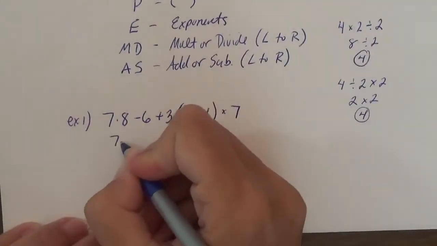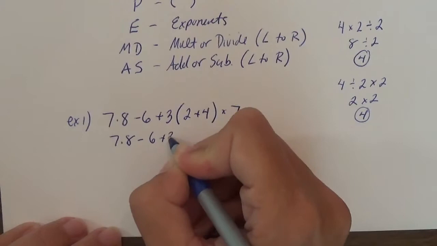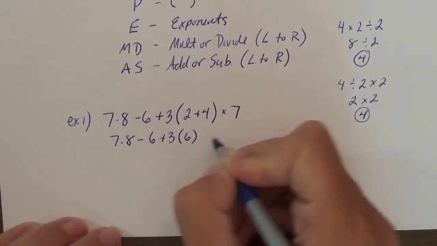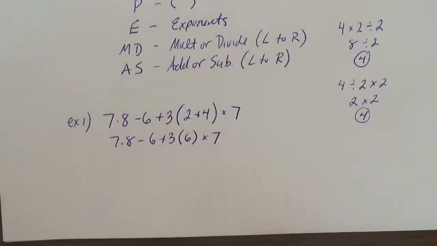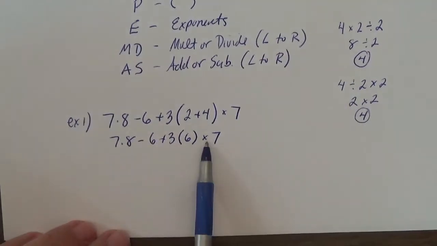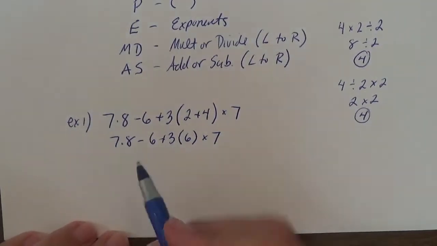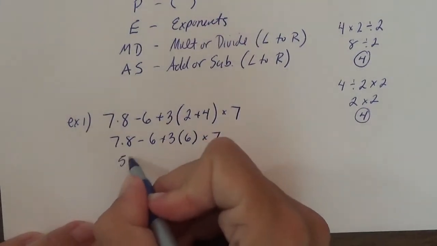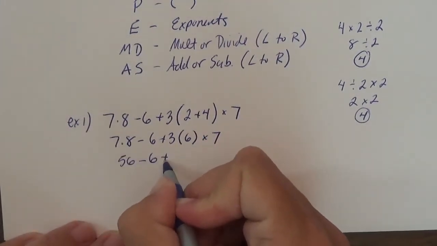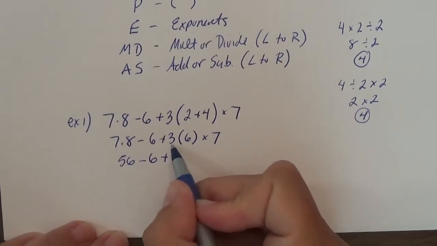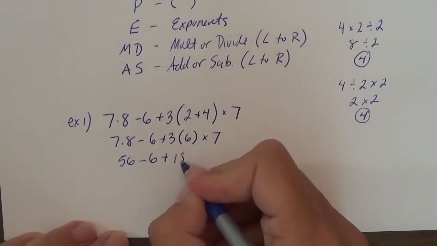So I'm actually going to copy everything else. 2 plus 4 is 6, and go from there. Now I've got multiplying and multiplying and multiplying, so you're supposed to go left to right. So 7 times 8, 56, we can do that. We really could do this one too: 3 times 6, 18.